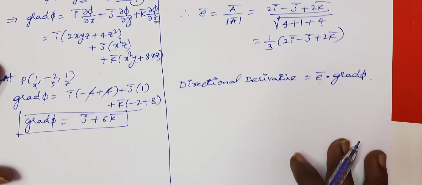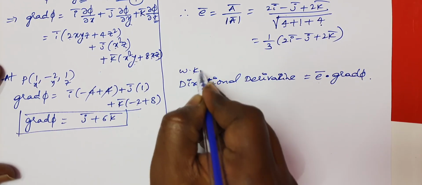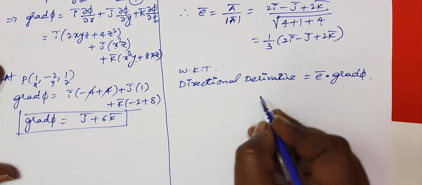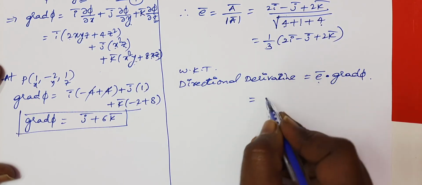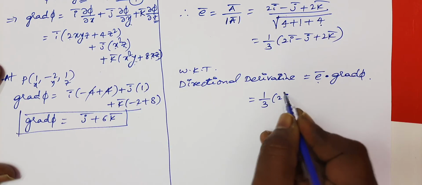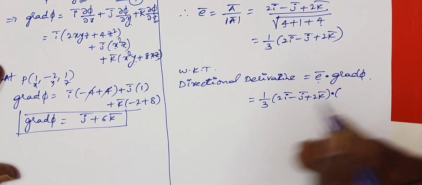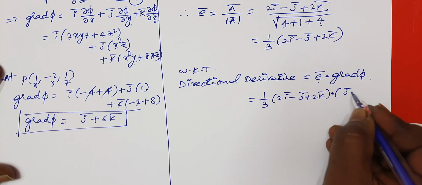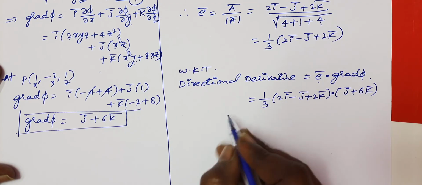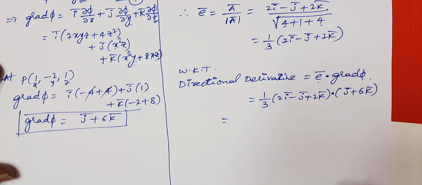So substitute all these values in this formula. We know the formula of directional derivative of a scalar function. So write e bar first. It would be 1 by 3 into 2i bar minus j bar plus 2k bar dot gradient phi, which is j bar plus 6k bar. From your intermediate knowledge, 11th grade and 12th grade, every student has the knowledge of finding the dot product and cross product of two vectors.